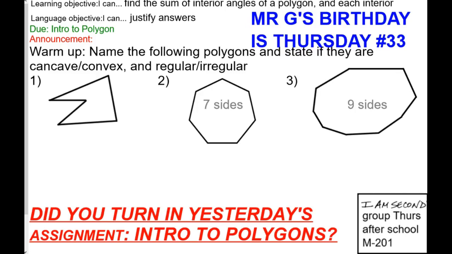Okay, so on yesterday's quick little notes and assignment, we learned the names of the polygons and if they are concave, convex, regular, or irregular. So, number one, we got to count these sides. 1, 2, 3, 4, 5. What do we call a five-sided figure? Pentagon. So y'all got to be familiar with that word, right? Pentagon.